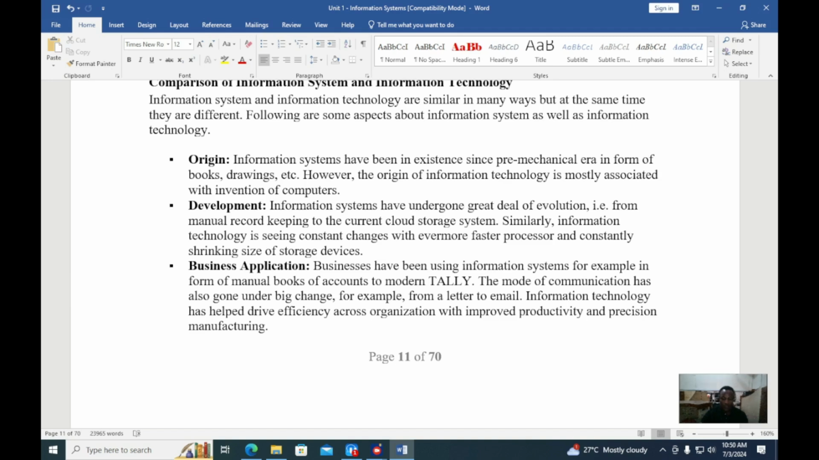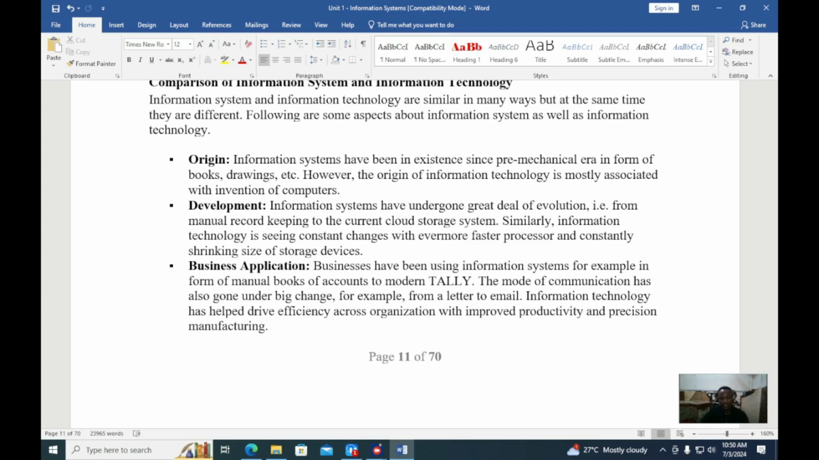But if you look at information technology, it has similarly undergone some constant changes, with faster processors and constantly shrinking size of storage over time. We've been having very big computers, very big storage devices, very big hardware, but now, constantly with time, there is an increase in processing speed and a decrease in the size of storage devices. So information technology is also undergoing a great deal of revolution.